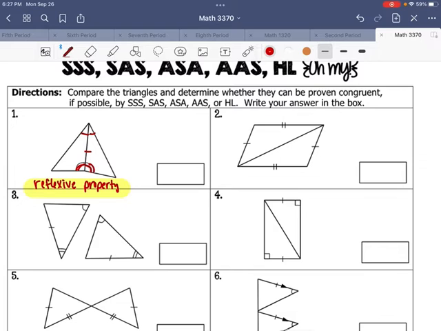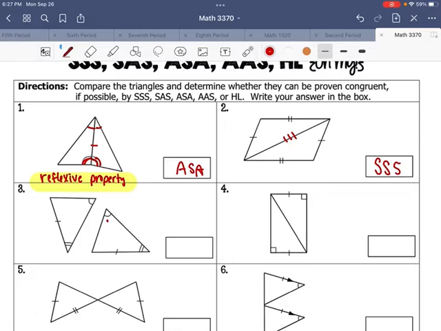So this one is congruent by angle, side, angle. Number 2, we can mark this side congruent because they share it. So that one is side. This next one, let's see, we have an angle, we have a side.